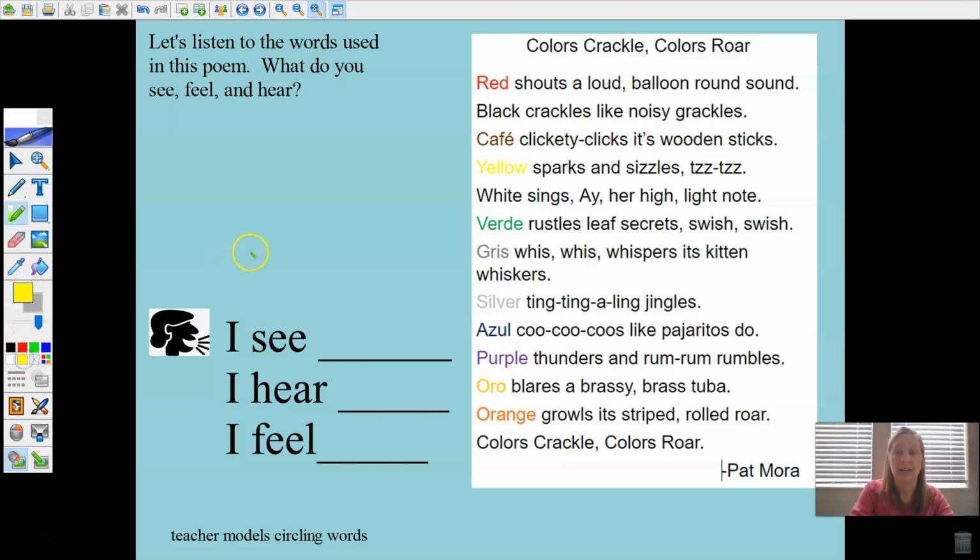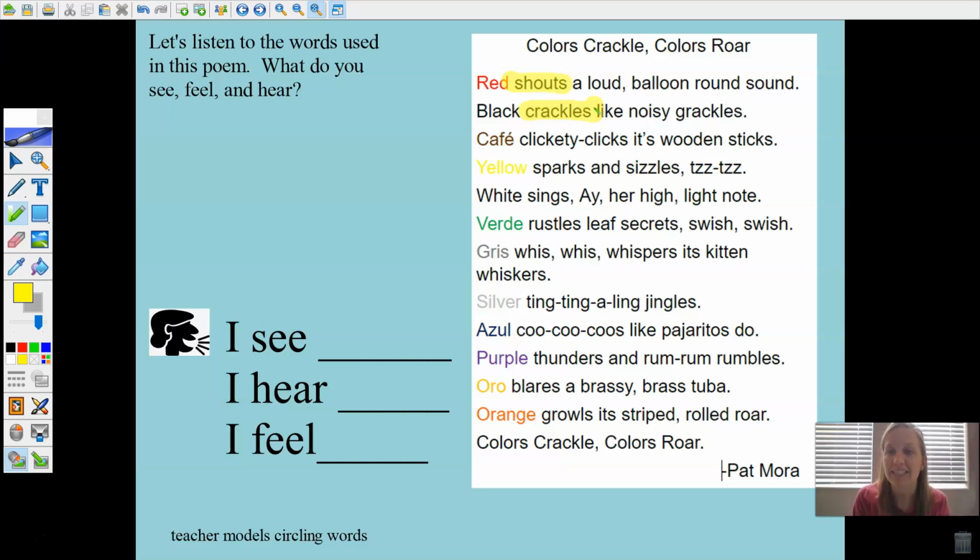So I'm going to get a highlighter here. Red shouts, a loud balloon round sound. I'm going to highlight that word shouts. Shouting is something I can hear. It's a loud sound. That's a word that appeals to my senses. Black crackles like noisy grackles. That word crackles makes me think of like crumbly paper. You take a paper and that's a crackling sound to me. Black crackles like noisy grackles.